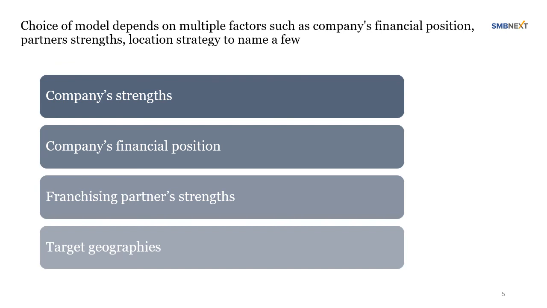So you may opt for a FOCO or a COCO model, which is basically the company-owned store model, in metros, if you're a metro focused brand, and you may want to go for a FOFO model in tier 1 and tier 2 cities. So it can be a combination of franchising models that you may want to opt for.